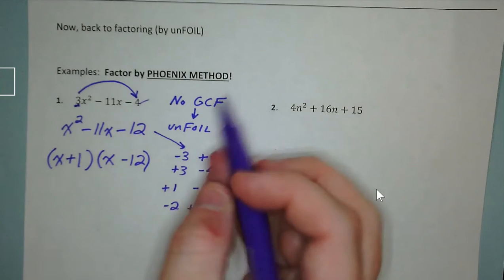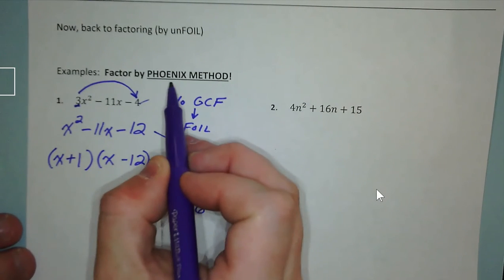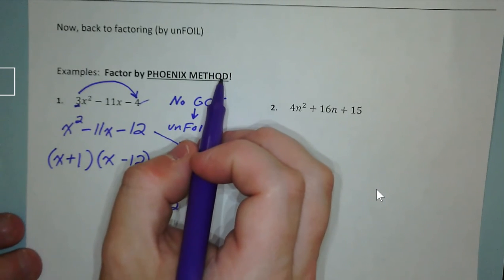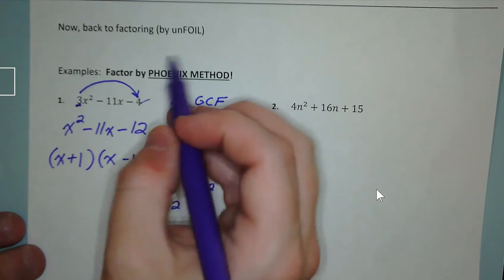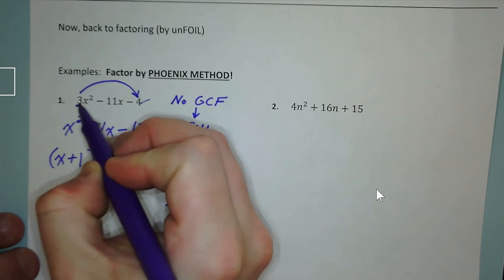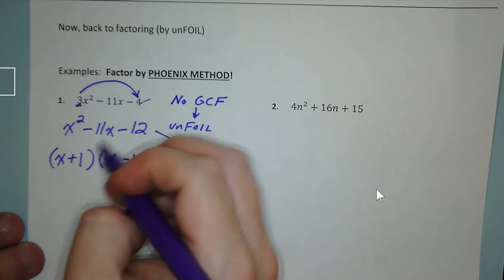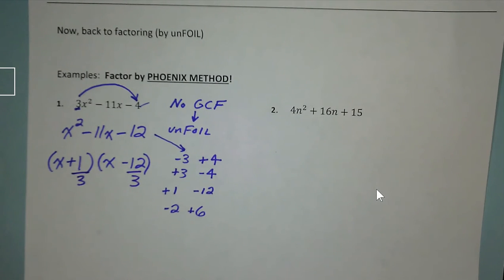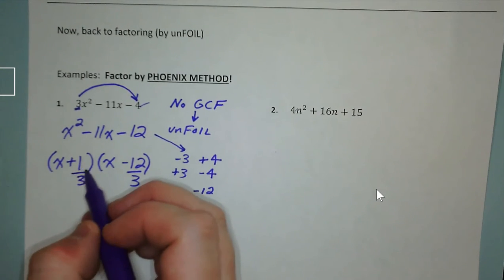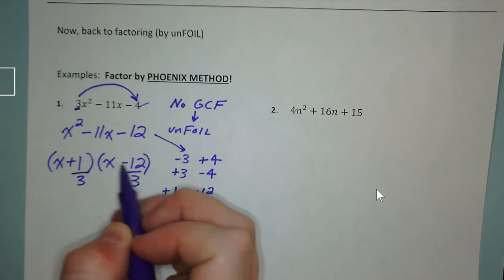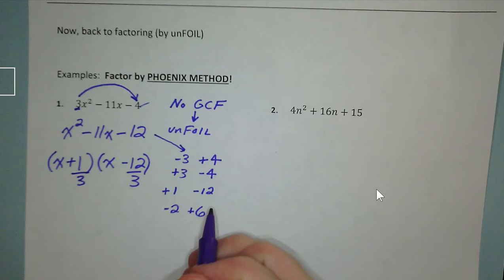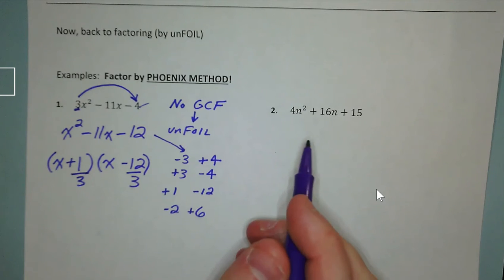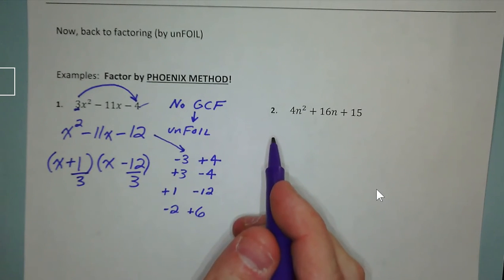We're not done. The reason this is called the Phoenix method, think of Harry Potter. Phoenixes rise from the ashes. They come back to life almost. So this 3 that we killed off in the first step, we now have to bring back like a phoenix rising from the ashes. And the way we bring that 3 back is by dividing it into these 2 numbers. Okay?